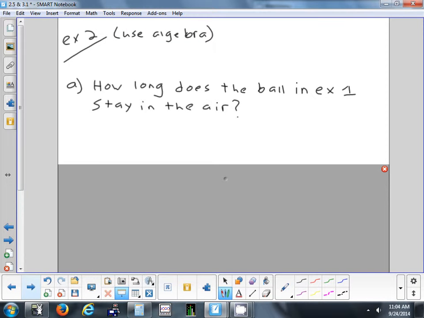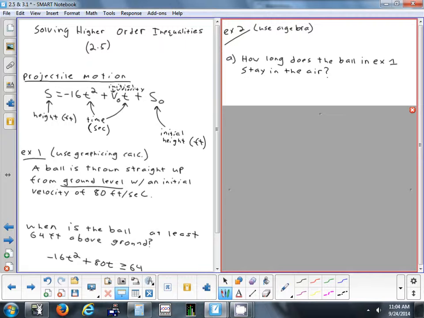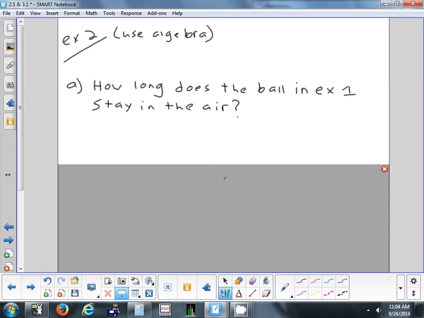Okay, so the equation for our object, same as the last problem, is negative 16t squared plus 80t. This time I don't want to know when it's above 64. I just want to know when it's in the air, which is when the height is greater than or equal to 0.